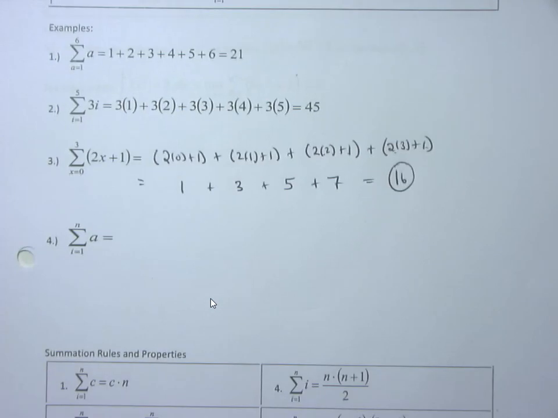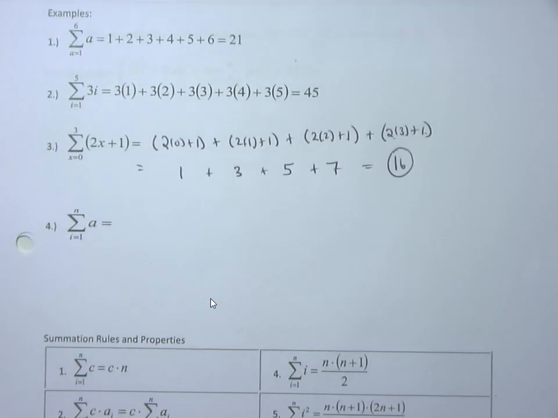What about this one? This one is a formula, but we're trying to show you there are formulas even within this stuff. The sum as i goes from 1 to n of A. What's your index?